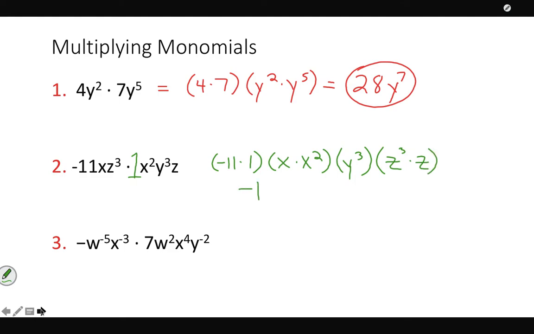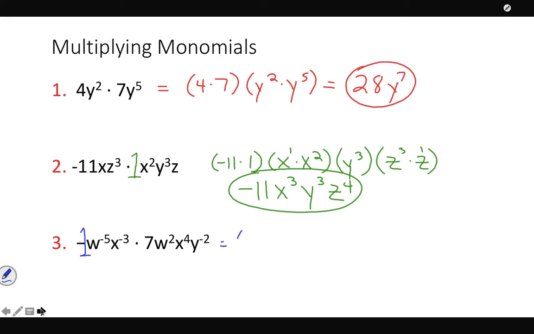-11 times 1 is a -11. Remember, that's to the first power, so that's x to the third, y to the third, and then z to the third times z would be z to the fourth power. And then our last example here. Again, we don't have a coefficient here necessarily, but it is a -1 there.